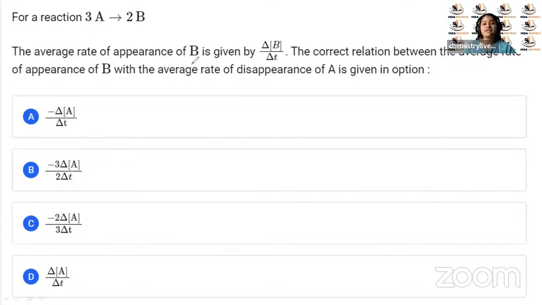First, the average rate of disappearance of B is given by del B by del T. The correct relation between the average rate of disappearance of B with the average rate of disappearance of A is given by what? What is the relation asked of us? Rate of appearance of B with the average rate of disappearance of A.